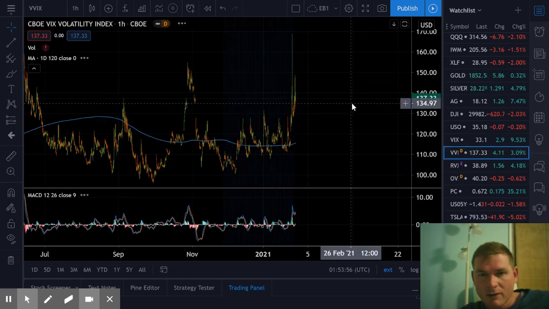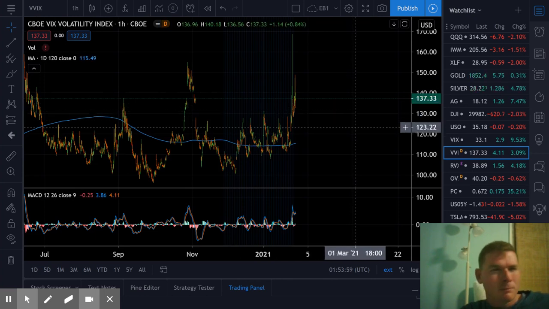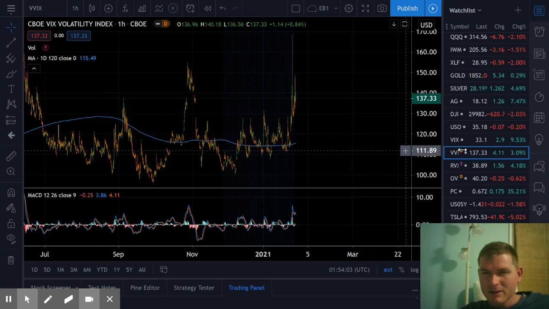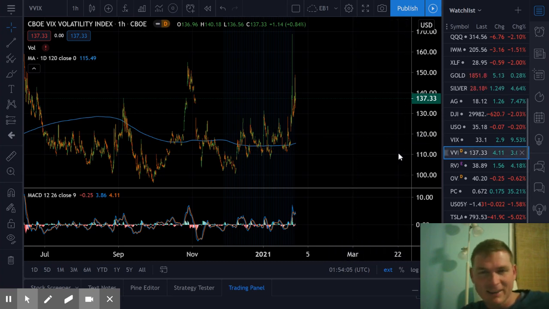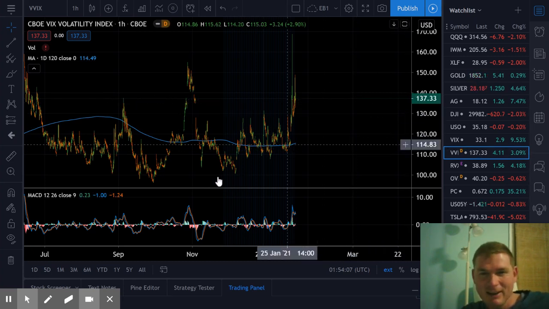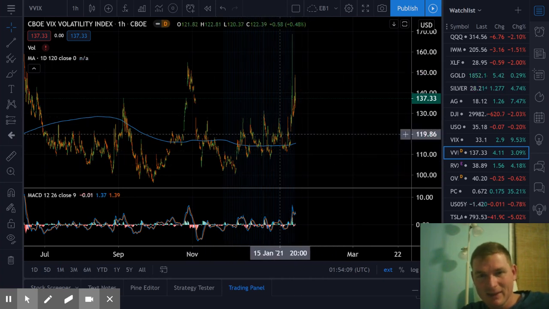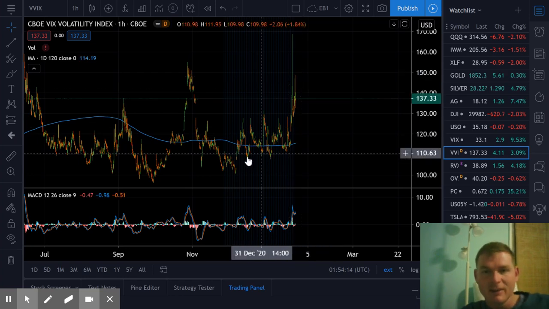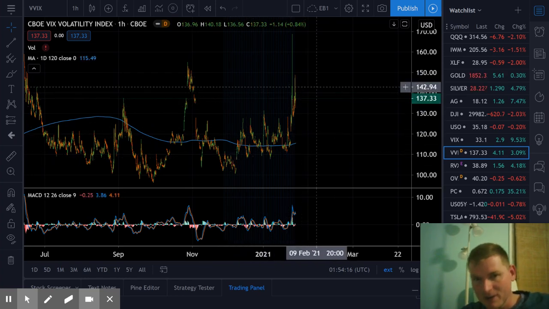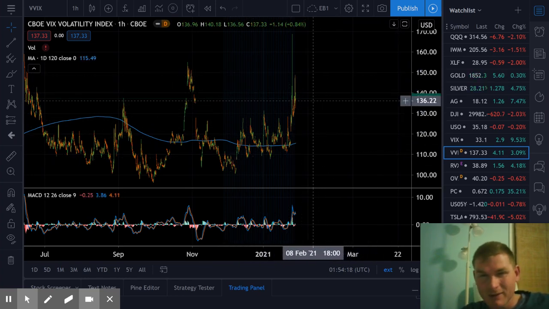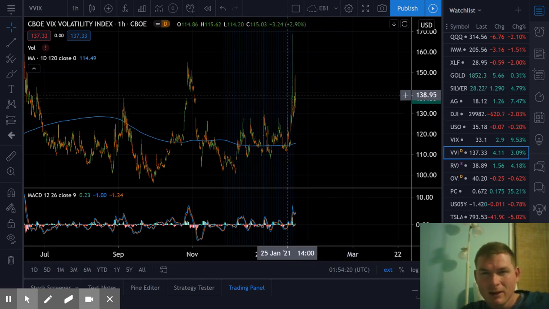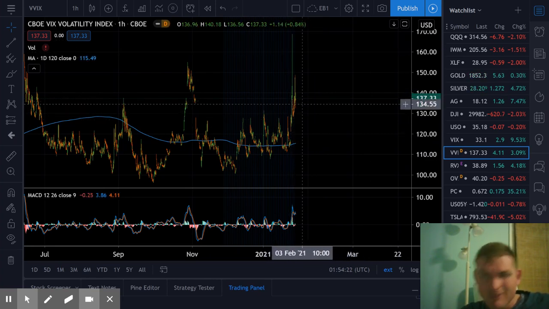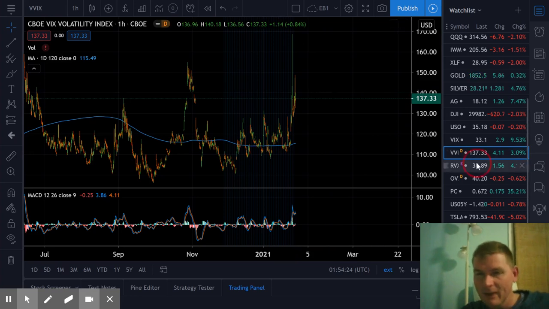And then the VVIX. Does this thing even exist anymore? They should just get rid of this one. They're gonna delist this thing, but the rate of volatility is increasing, which can sort of lead the VIX up. This has gone up as well, but it sort of spiked and came down.